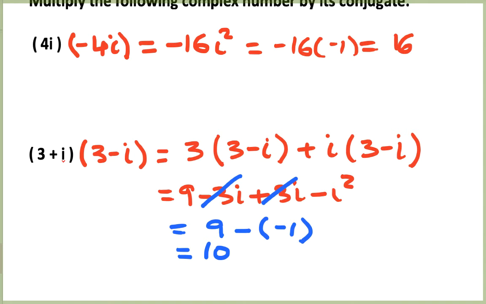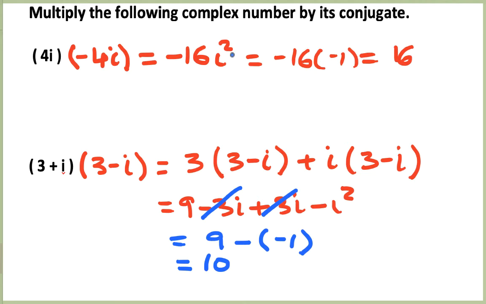Now notice, a very important thing. When you're multiplying a complex number by its conjugate, you always get a real number. So 4i with its complex conjugate gives me a real number. Similarly, 3 plus i and 3 minus i, I'm getting a real number.